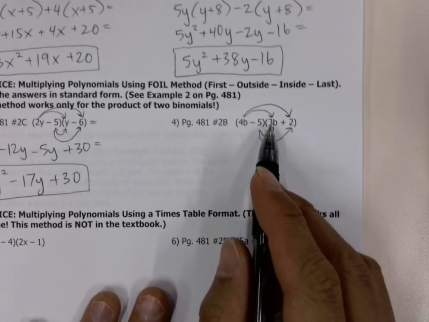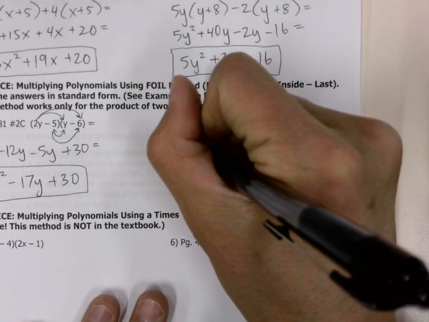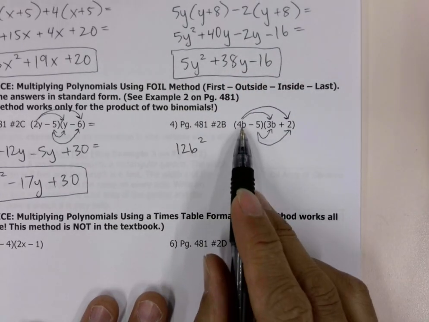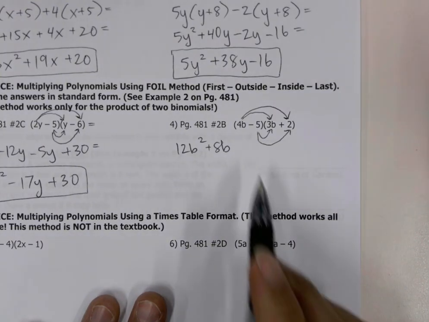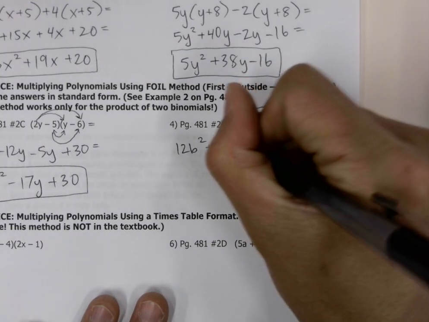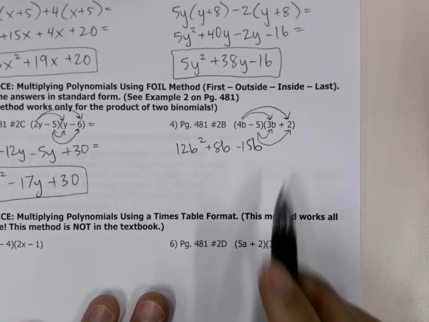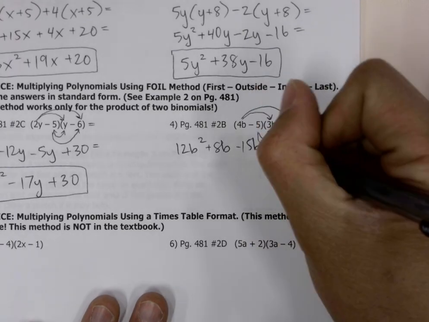It's 4b times 3b. It's going to be 12b squared. And then we have 4b times 2 is going to be plus 8b. Then we have negative 5 times 3b is going to be negative 15b. And then we have negative 5 times 2 is going to be negative 10.